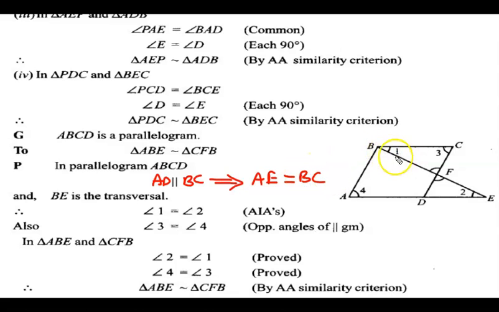And BE is a transversal. So these are the alternate interior angles, so they have to be equal. So angle 1 is equal to angle 2 here. And then angle 3 and 4. So this is angle 3 here and this is angle 4. They are the opposite angles of a parallelogram, which have to be equal. So 3 is equal to 4, because they are opposite angles of a parallelogram.